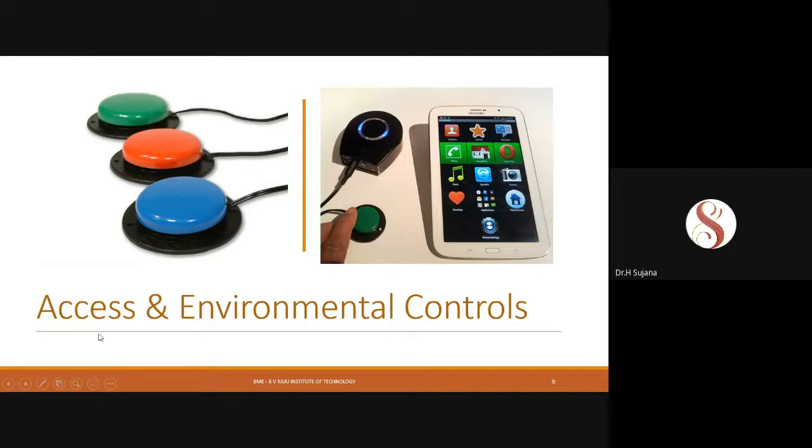And these are access and environmental controls. A small button cannot be accessed by differently abled people, so generally you provide bigger buttons. And suppose he doesn't have hand movement, can we give control through head movement, or through voice control, or even a cheek control, like how Stephen Hawking does? He controls his computer by using cheek movements.